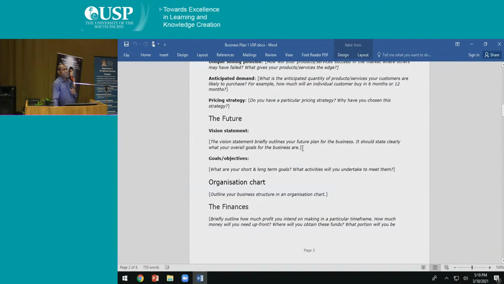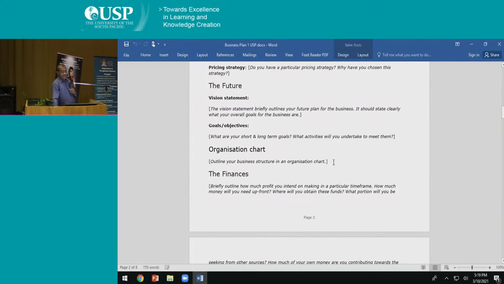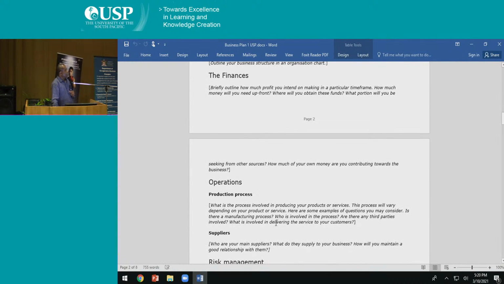That's very easy for those who are presenting tomorrow. Okay? If you have a question there, I can just answer it. Goals and objectives, please. Organization chart, you can draw a chart. Who is the manager and who is the... Okay? Let's have an organization chart there, and finances.